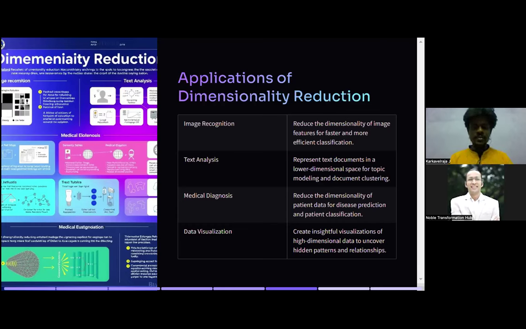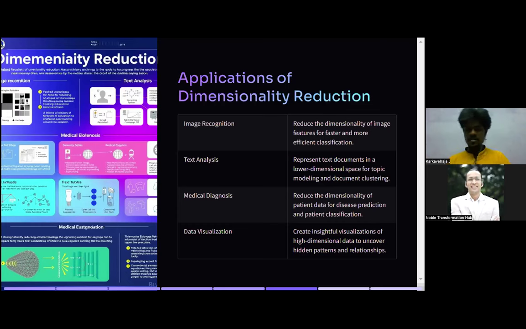Next, we are having medical diagnosis. Reduce the dimension of patient data for disease prediction and patient classification. That's true, guys. Consider we are having a heart disease prediction data set. You just go to Kaggle. Kaggle is a website where we have open and public data sets, and just type heart disease prediction. It's a data set that we will be having. It will be having more than 10 features, I think so. We don't need all the 10 plus features. We just need 3 to 4 features which can do the classification of heart disease. So dimensionality reduction plays a role. So that is what medical diagnosis is.